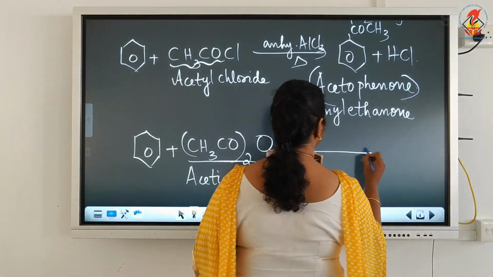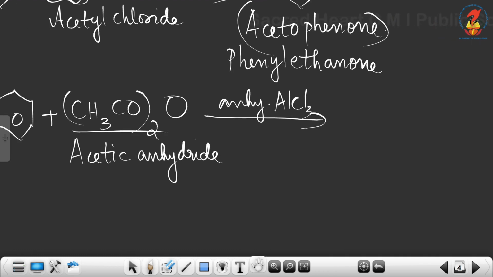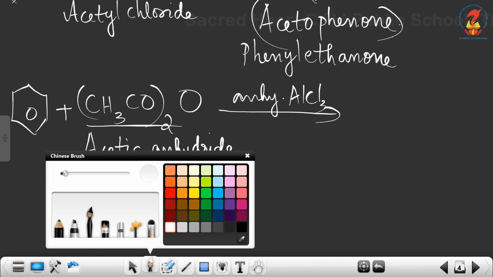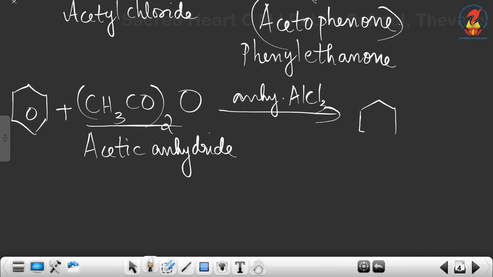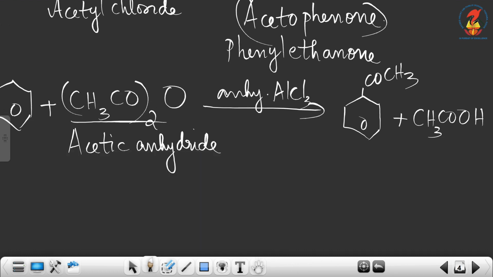Now this reaction also takes place in presence of anhydrous aluminium chloride. Now we can write the product. Product is C6H5COCH3 plus the byproduct. Only one CH3CO will be attached to benzene. So we have one more CH3CO left, that and this oxygen along with hydrogen will form acetic acid.